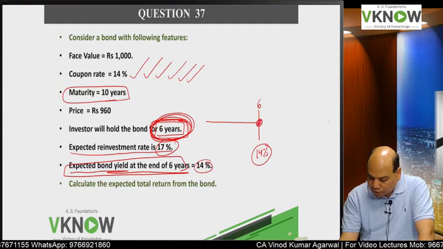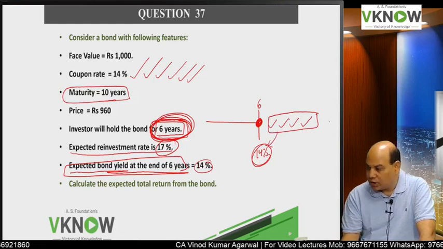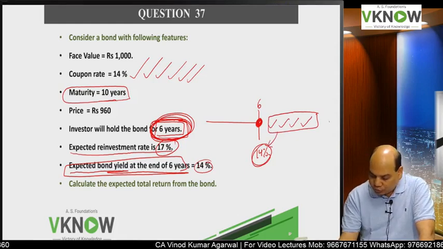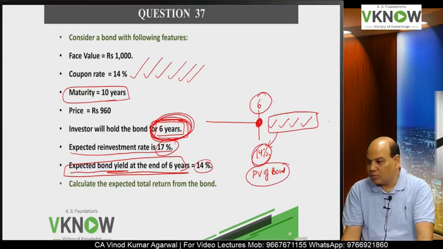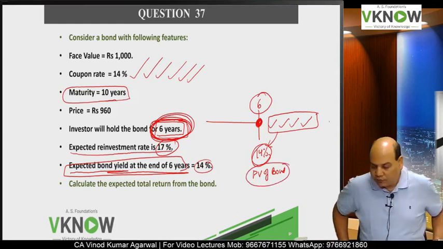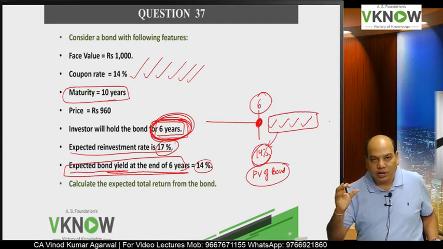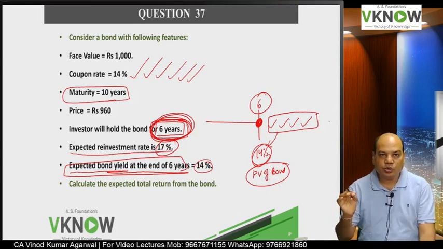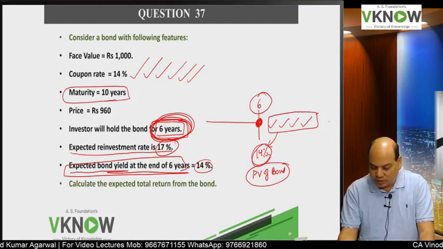So the value of the bond will be calculated at the end of 6 years by calculating the present value of the remaining cash flow, which will be discounted at the rate 14%. So I have to calculate the present value of the bond at the end of the 6th year, because the investor is going to sell the bond after 6 years. And for calculating it, I will discount the remaining cash flow using a 14% discount rate, which is the expected yield after 6 years.